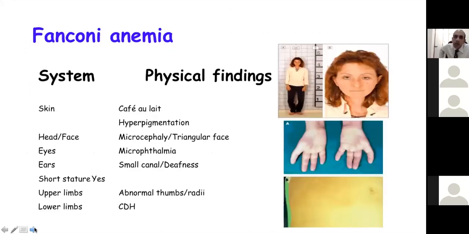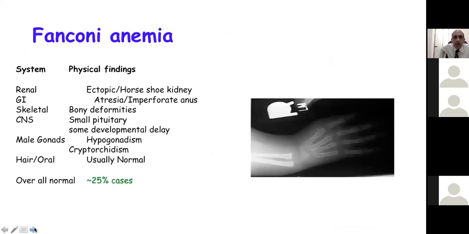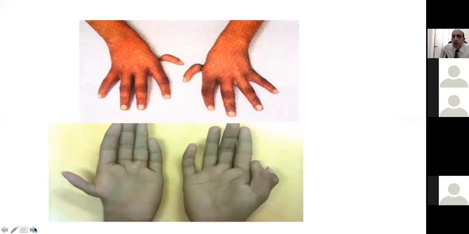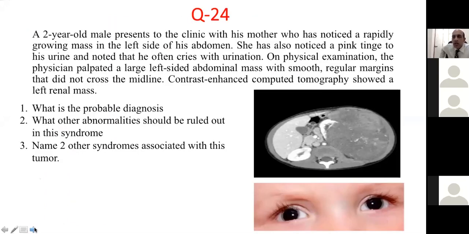But they can also develop malignancy. They can have many abnormalities like café-au-lait spots, microcephaly, dark skin, abnormal thumbs and radius, a lot of other abnormalities like kidney, skeleton, CNS, gonadal abnormalities, and 25% can actually be totally normal. They would look absolutely normal, and you will miss this. So every aplastic anemia is evaluated by a chromosomal breakage analysis.